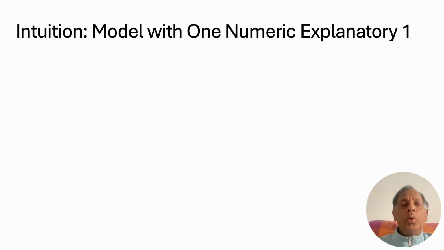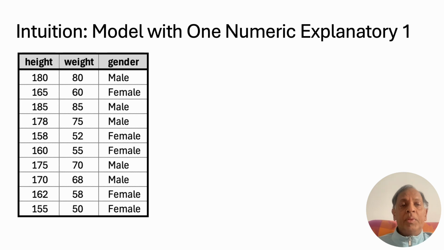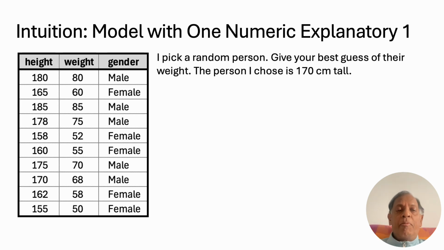Okay, let's take a look at a model with one numeric explanatory variable. This time I say, I've picked a random person, give your best guess of their weight. Incidentally, this person is 170 centimeters tall. So I've given you their height and I'm asking you to guess their weight. I'm not telling you the gender.